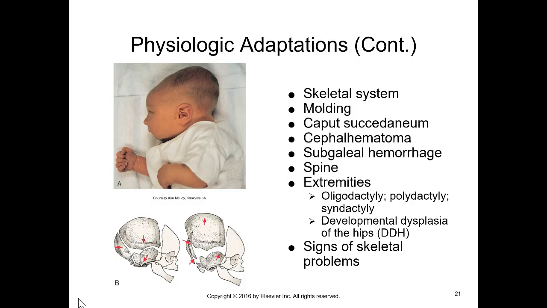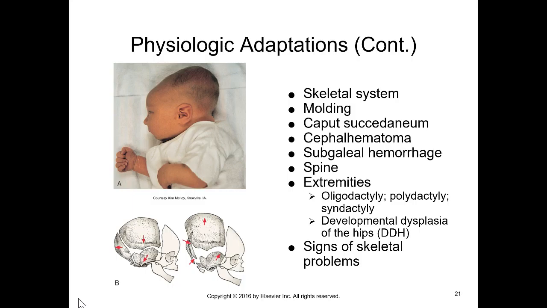So signs of skeletal problems: if you have a fractured clavicle, this is common if you have a macrosomic infant, so that's a large infant, or shoulder dystocia, a difficult birth. You can have unequal movement in the upper extremities, or crepitus over the clavicular area when you're palpating it and assessing the baby after birth.